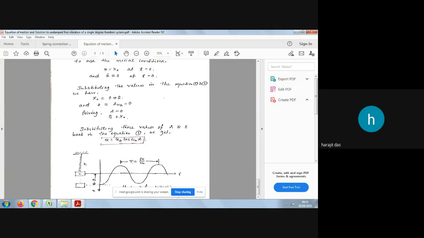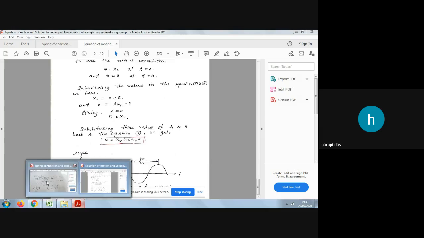Here the time period is found by 2 pi by omega n, and if the time period is given and you are asked to find out the natural frequency, then you will be using the same formula. Omega n will be equals to 2 pi by time period.